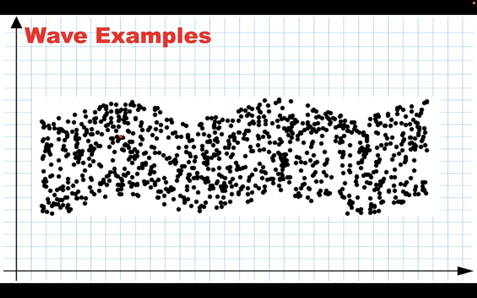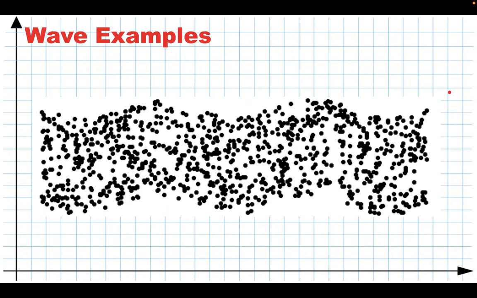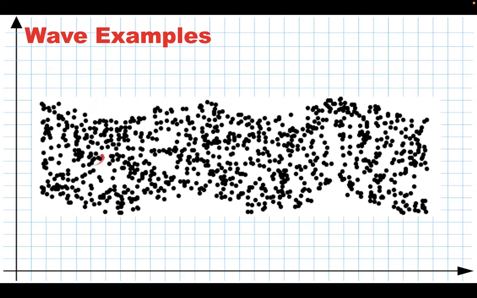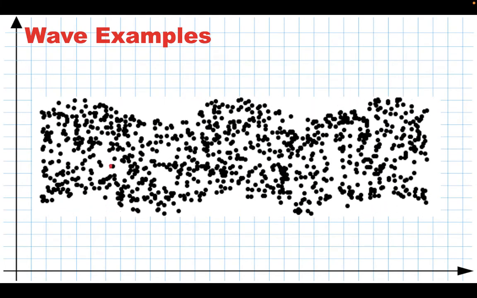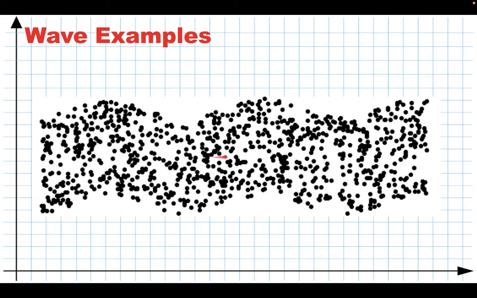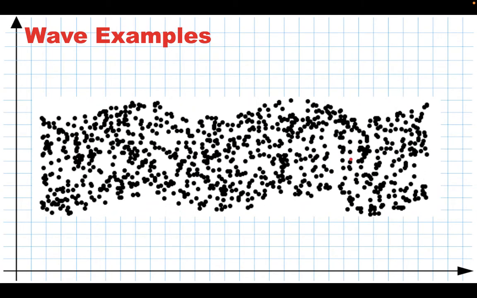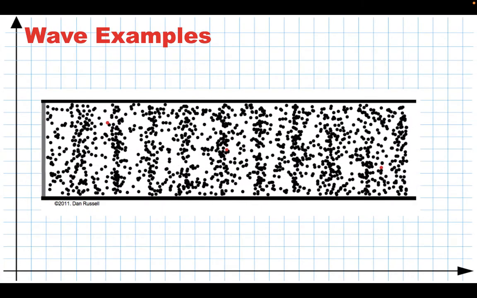Here's an example of a transverse wave. I think you can follow my little laser pointer. The wave is moving to the right, but if you put your eye on any one of these dots, you'll see it's actually moving up and down. So the motion of the media is perpendicular to the motion of the wave, which is to the right. That's a transverse wave.